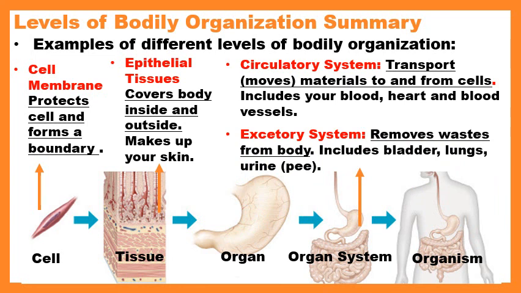It includes the bladder, lungs, and urine, which is a fancy science word for pee. So you might think that the excretory system involves pooping, but that's actually part of your digestive system. The excretory system just deals with urine, pee, and actually carbon dioxide, because you can't have a lot of carbon dioxide in your body.